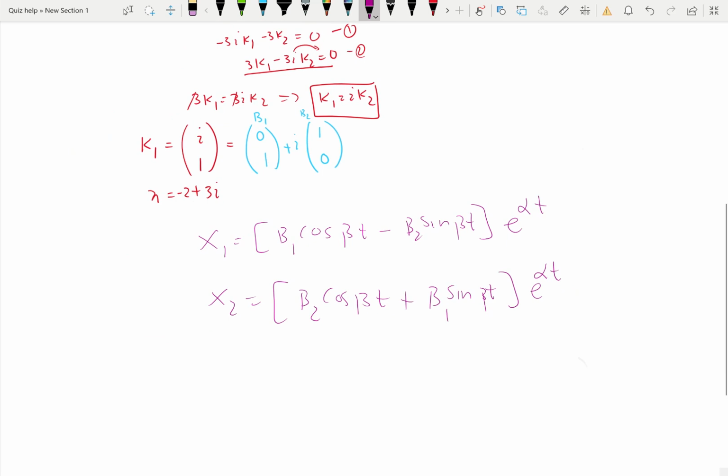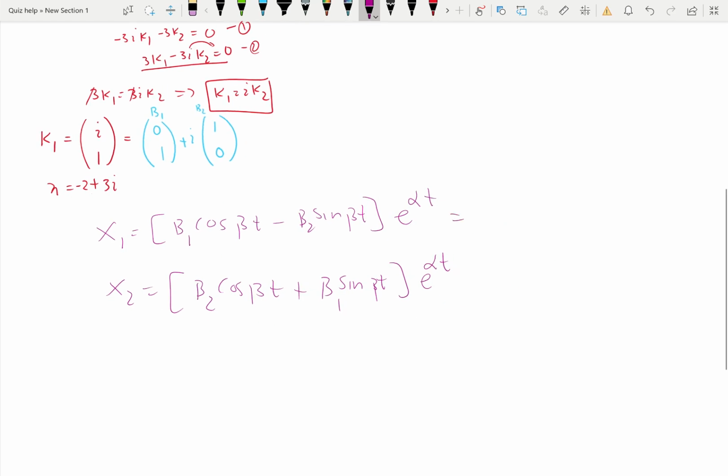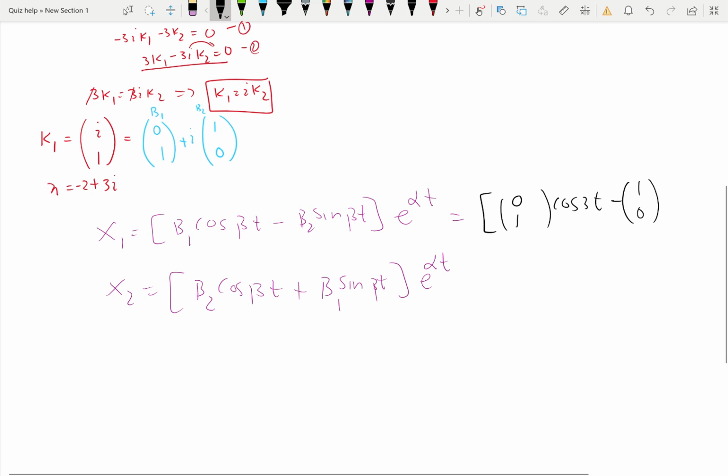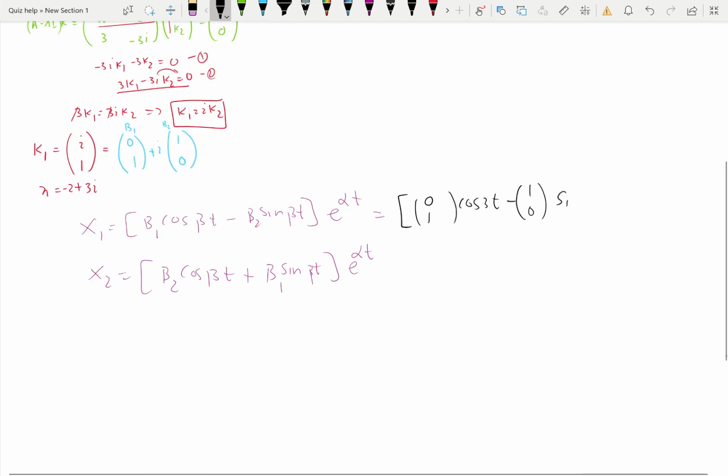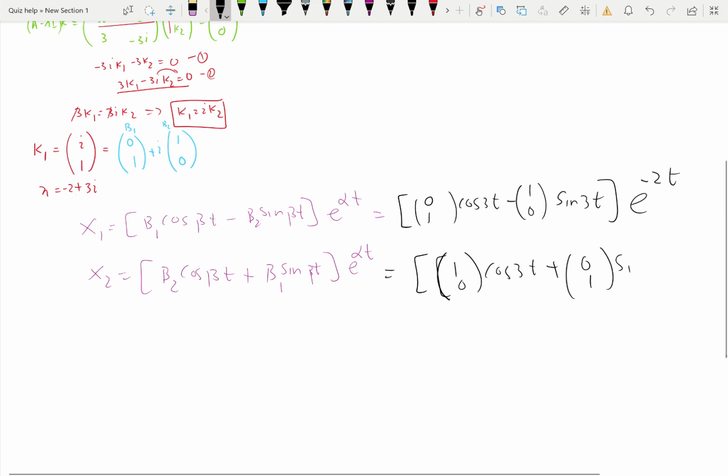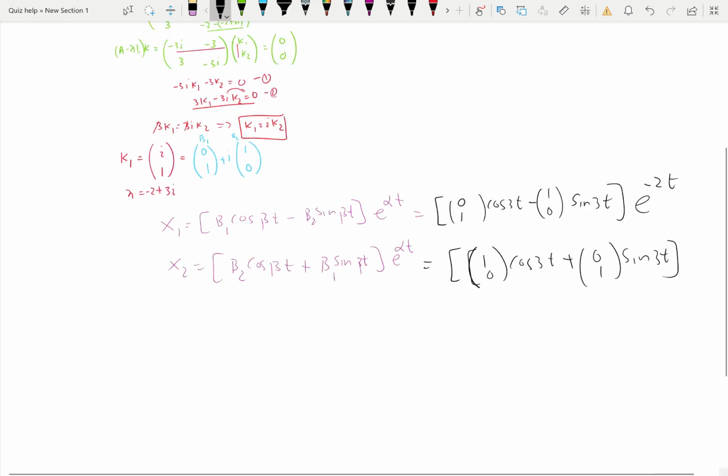All right, so let's write down x1. We are going to use B1. First B1 is (0, 1), and beta is 3, so cosine 3t, minus B2, which is (1, 0). The i is not included in B2. So sine 3t times e to the alpha t, which is e to the negative 2t. And then x2 will be B2, which is (1, 0), cosine 3t plus B1, which is (0, 1), sine 3t, times e to the negative 2t.